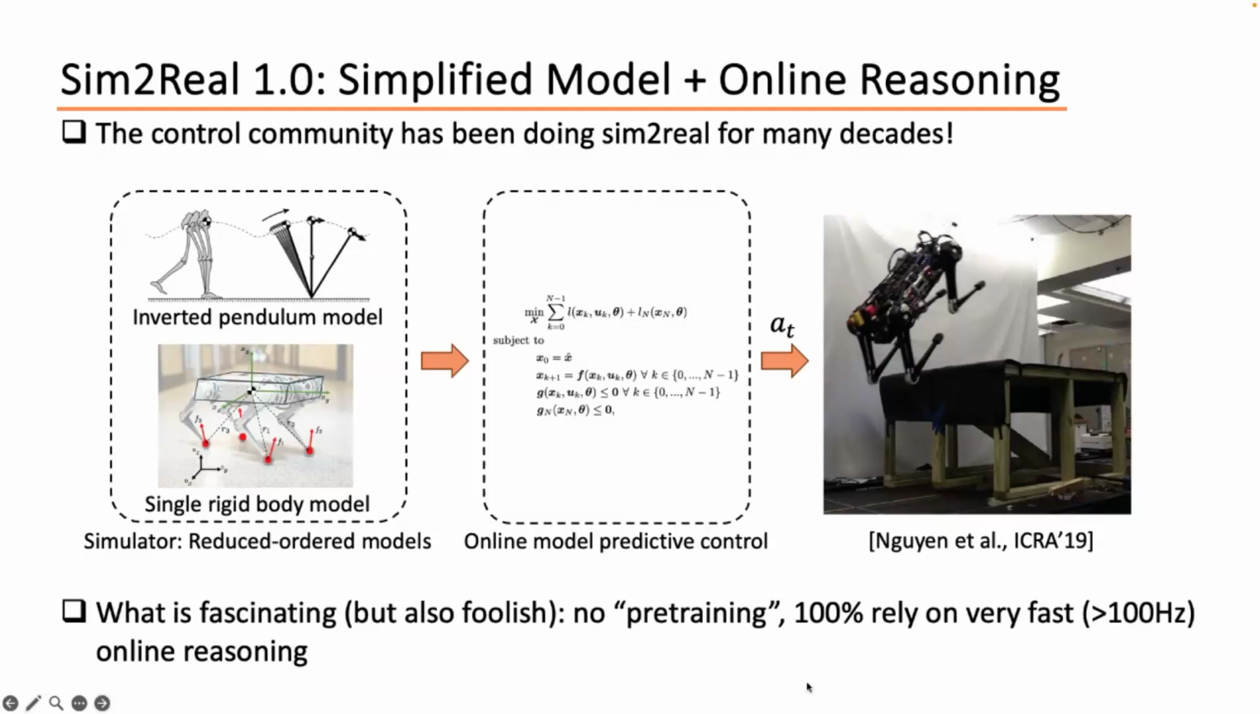So if we think about this, this is really fascinating, at least to me, because there's no pre-training. I mean, it's very different from language model and vision. There's no learning at all, right? What you do is 100% online, very fast, real-time inference. You're solving an optimization problem iteratively, very fast. And simultaneously, you will realize, okay, this is pretty foolish, in the sense that it doesn't have memory, it doesn't have pre-training.